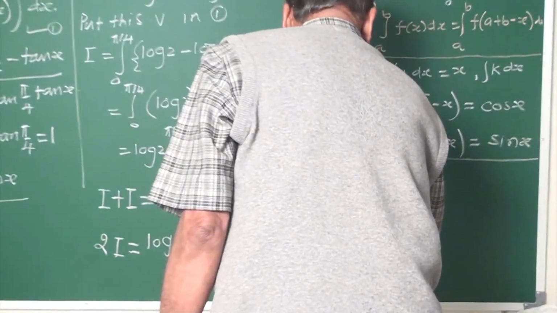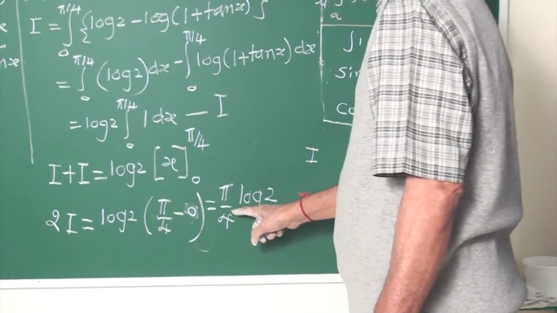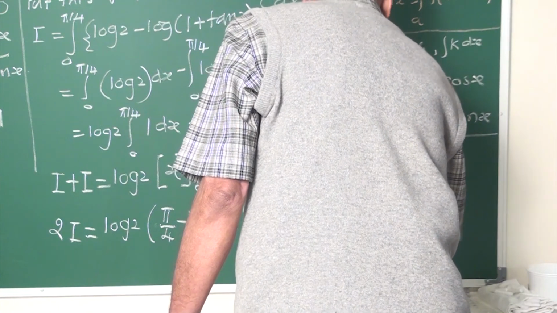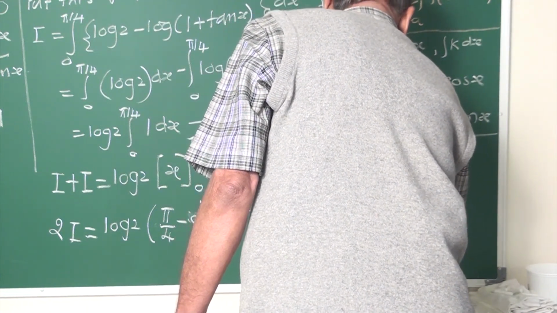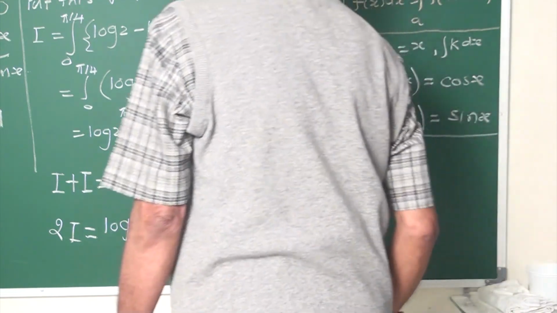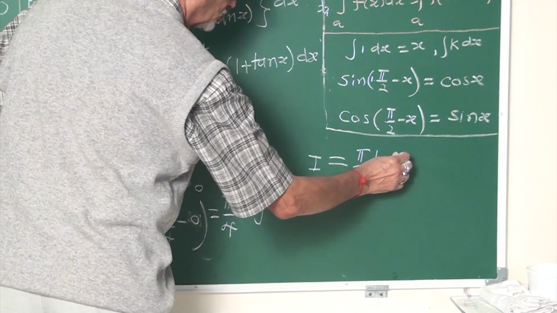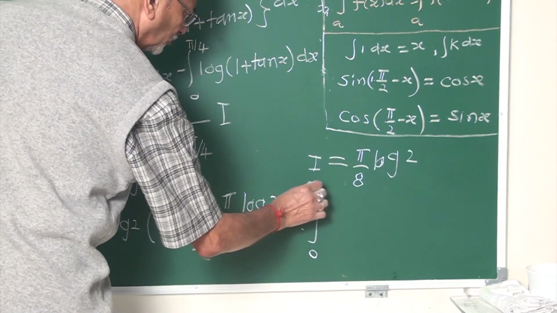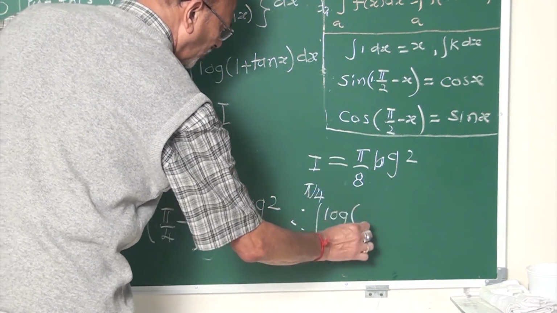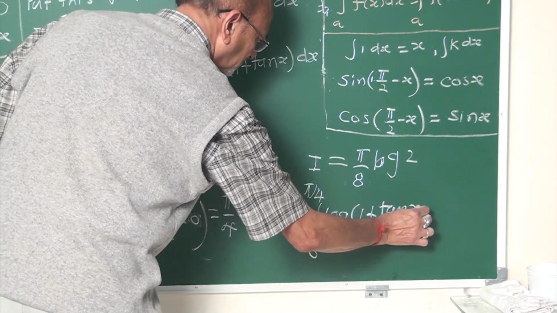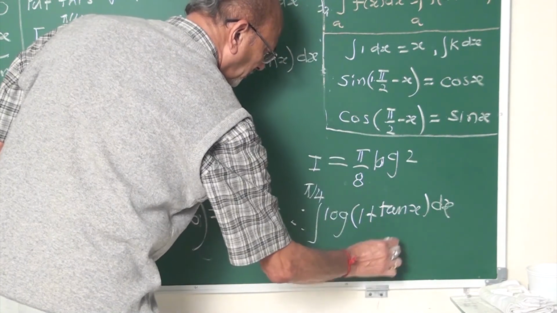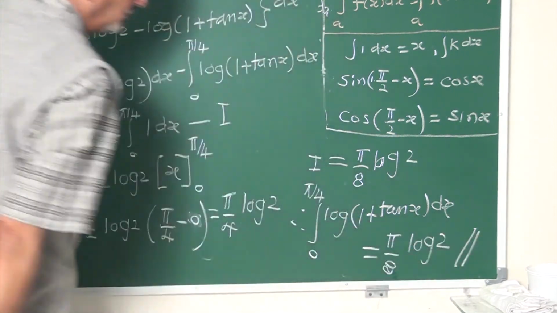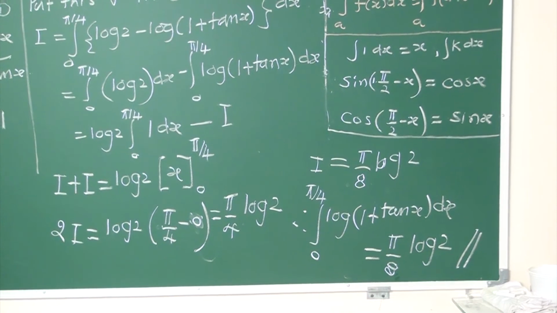Therefore, my friends, I is pi by 4 upon 2, which is pi by 8, into log 2. Pi by 8 into log 2. What is your I? That is the integral 0 to pi by 4 of log(1 plus tan x) dx equal to pi by 8, my friends, into log 2.